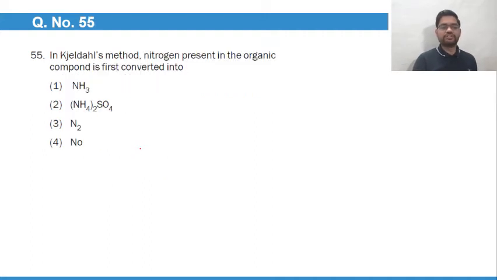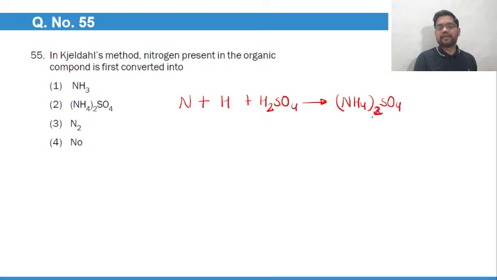Talking about question number 55, in Kjeldahl's method, nitrogen present in organic compound is first converted into ammonium sulfate. The reaction goes in this way, the nitrogen which is present in the organic compound is treated with hydrogen in the presence of H2SO4 and it will get converted to ammonium sulfate. So this is the reaction and the right answer is option number 2.